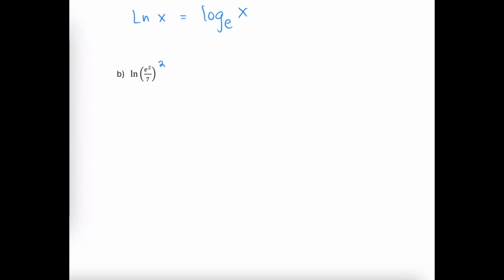If it were out here, we would use the power rule first. But because it's only on the e, we're going to deal with the quotient first. So we're going to say, expanding it due to the quotient, the ln, which is the same thing as log base e, of the top, we are going to subtract top minus bottom here. ln at the top minus the ln of the bottom.